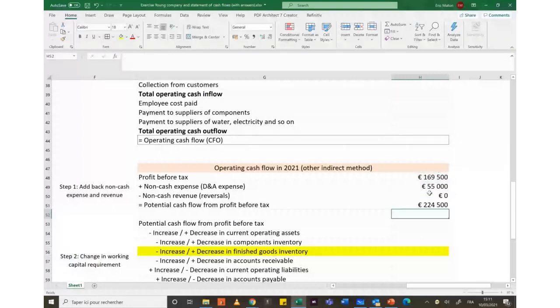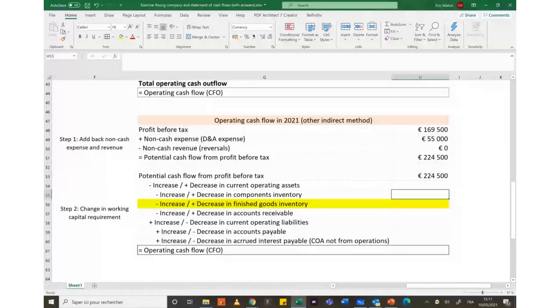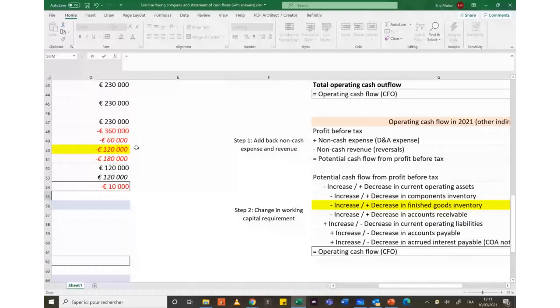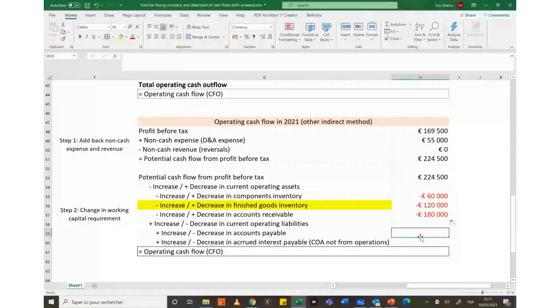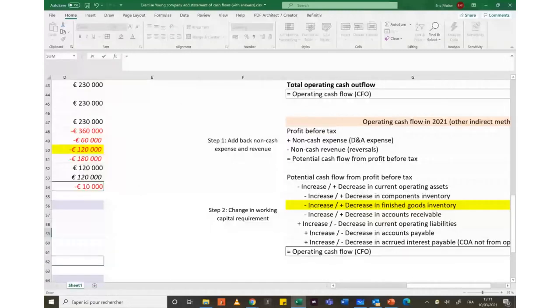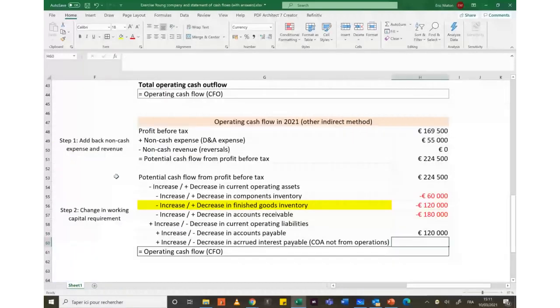Now from this one, we need the change in components inventory, finished inventory, and so on. So it takes the same. It takes the same for the accounts payable. But now I need also the increase or decrease in accrued interest payable. Because I start from the profit before tax, I need to eliminate the interest not paid. What is not paid is all the interest. So I increase the liability. When you increase the liabilities, it's plus.